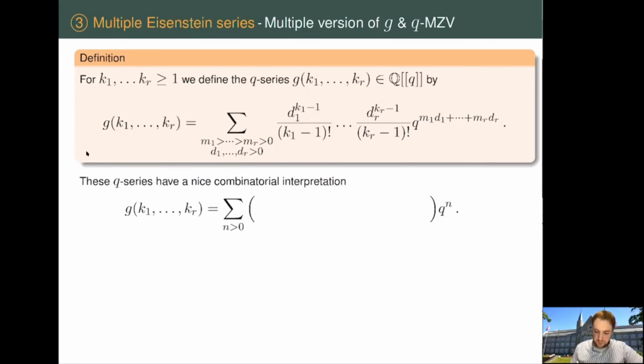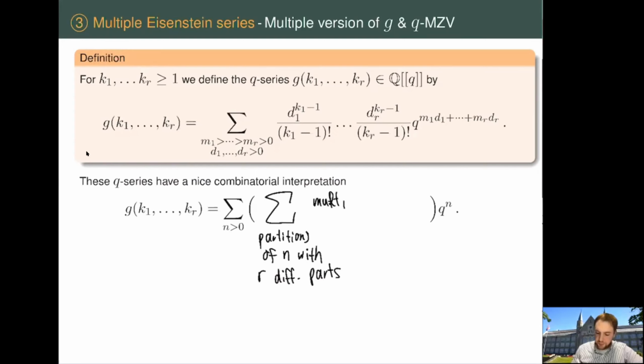And so another way of writing this is that the coefficient of q to the n is a sum over all partitions of n with r different parts. And then here we take the multiplicities, let's say multiplicity 1 to the k1 up to multiplicity r to the kr, and divide by this factor.